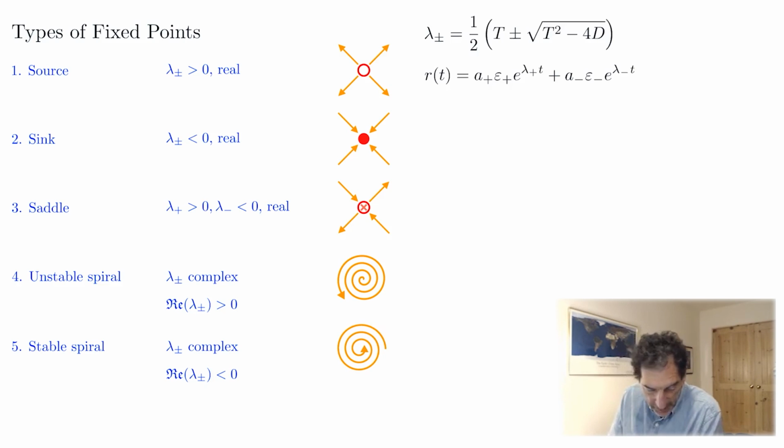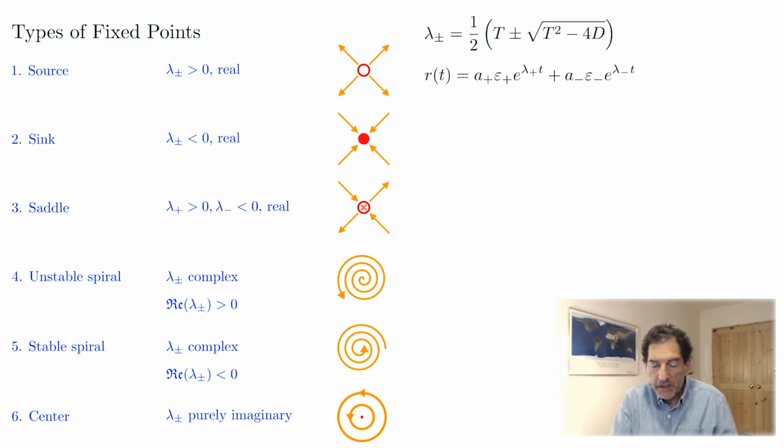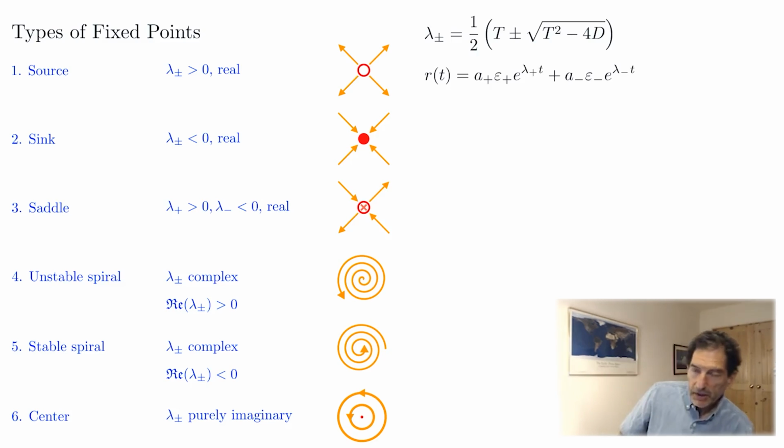And finally, the last type of fixed point is a center, and this occurs when lambda plus minus is pure imaginary. There is no real part. So it lies intermediate to the stable and unstable spiral in that the flow is neither towards the fixed point or away from the fixed point. So we have something that looks like this, and we have a flow which completes a circle around the fixed point. So these are the basic types of fixed points that can occur in two dimensions.